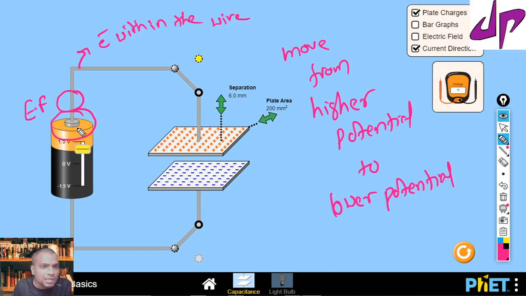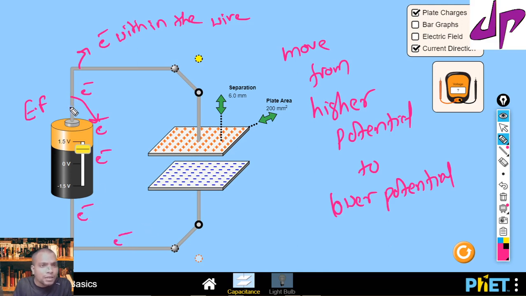The battery created an electric field, and that electric field first affects this wire. The wire contains electrons, since it is a conducting wire. So now the electrons start to move. Where will they move? They will move from the higher potential to the lower potential. The electrons which are in the wire start to move, and they will move via the battery.